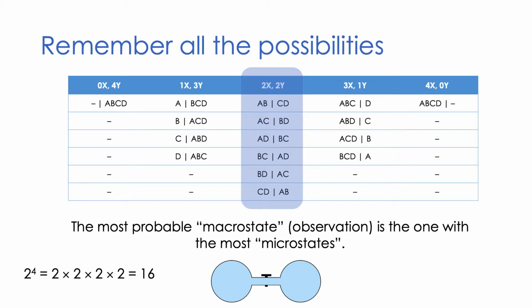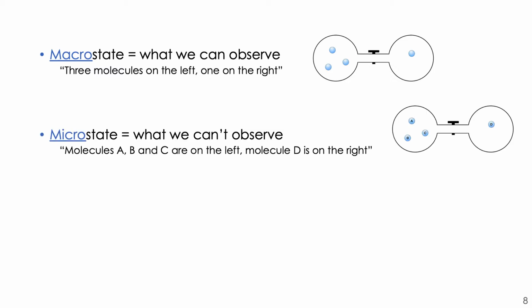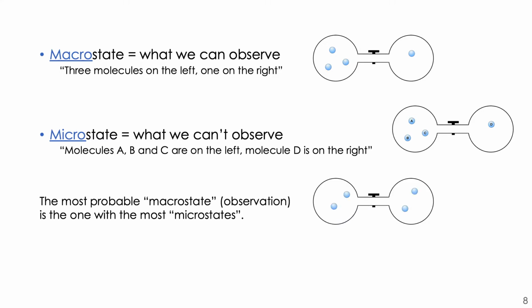Now, let's continue with that. Based on what we said, we can say that a macrostate is what we can observe. For instance, we can say that we have 3 molecules on the left and 1 on the right. Now, a microstate is what we can't observe. Let's say molecules A, B, C are on the left and D is on the right. This is something we don't observe. And again, the most probable macrostate is the one with the most microstates.